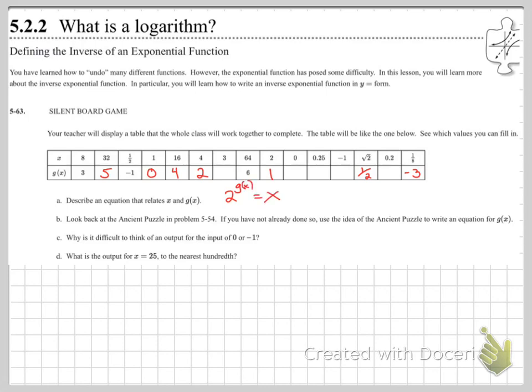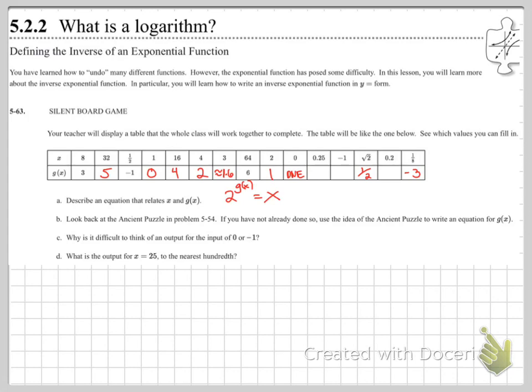2 to the 4th is 16, 2 squared is 4. When I get to 3, I need a calculator. It ends up being 1.6, but we wouldn't ask you that one. 2 to the 6th is 64, 2 to the 1st is just 2. 2 times itself never is going to give you 0. Does not exist.